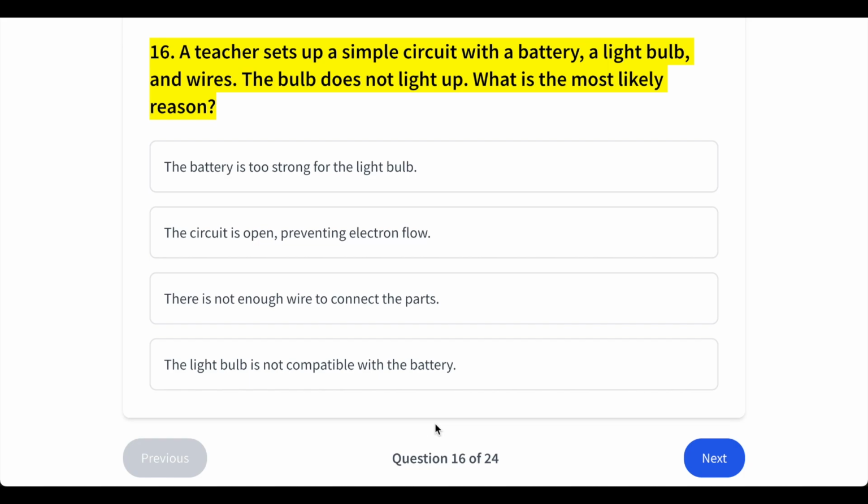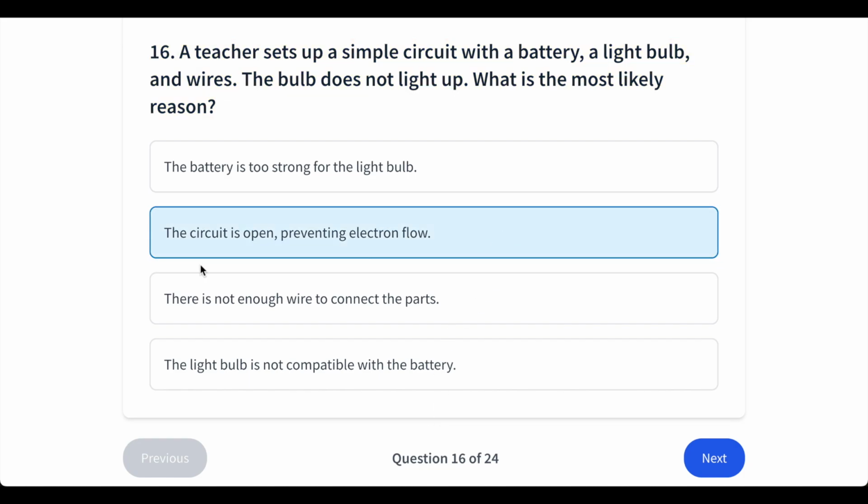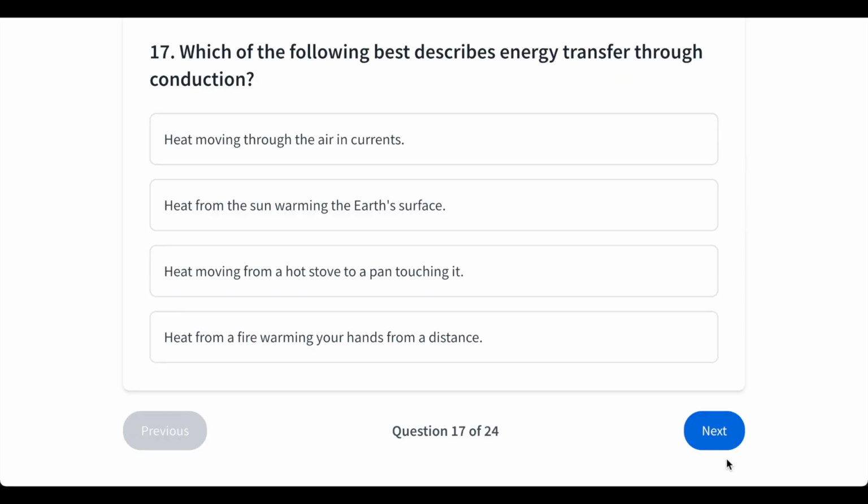Question number 16, I'm going to go with option B. The circuit is open, preventing electron flow. Because for electricity to work, remember, it needs to have a complete unbroken path, and an open circuit is the most fundamental reason that it would probably fail. All right, question number 17 asks, which of the following best describes energy transfer through conduction?